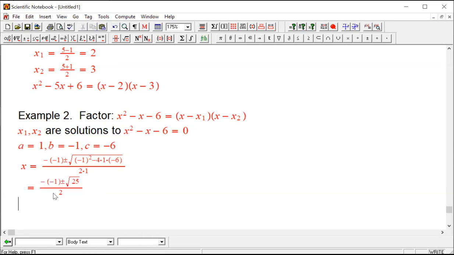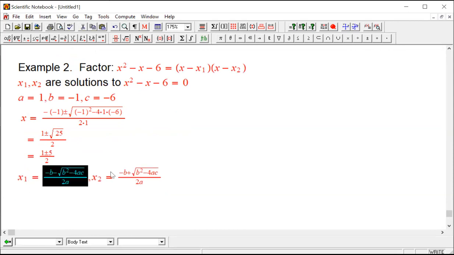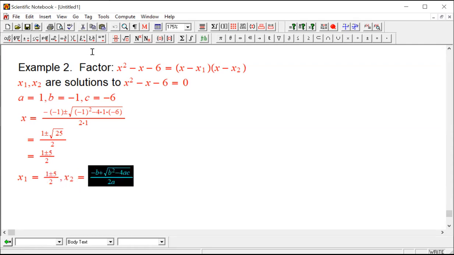So here you get the square root of 5. And of course, negative of -1 is a +1. So we got x sub 1, x sub 2. Right, so x sub 1 is 1 minus 5 divided by 2. X sub 2 is 1 plus 5 divided by 2. Right, so what do we get? This one we get -2, and the other one we get 3.